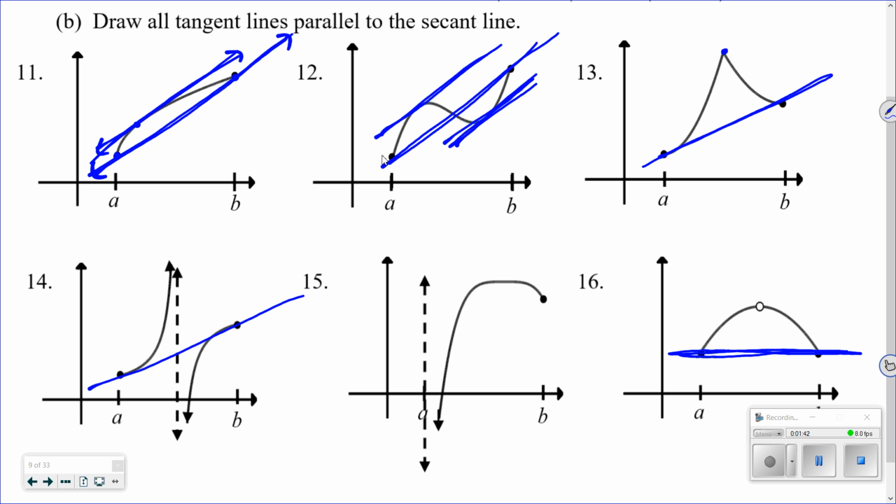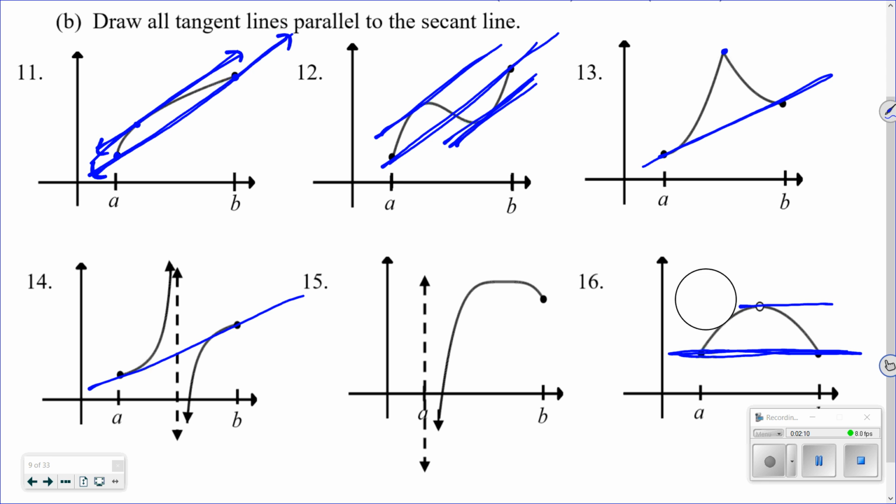On 14, I could draw a secant line, but I don't know if there's anywhere I could draw a tangent line that's parallel to those. I want you to notice it's not differentiable at that vertical asymptote. On 15, you can't even draw the secant line because there's no point at A, F of A. On 16, I can draw the secant line between those 2 points. It's horizontal. Normally the tangent line would be right there, but I can't draw a tangent line because that point does not exist.